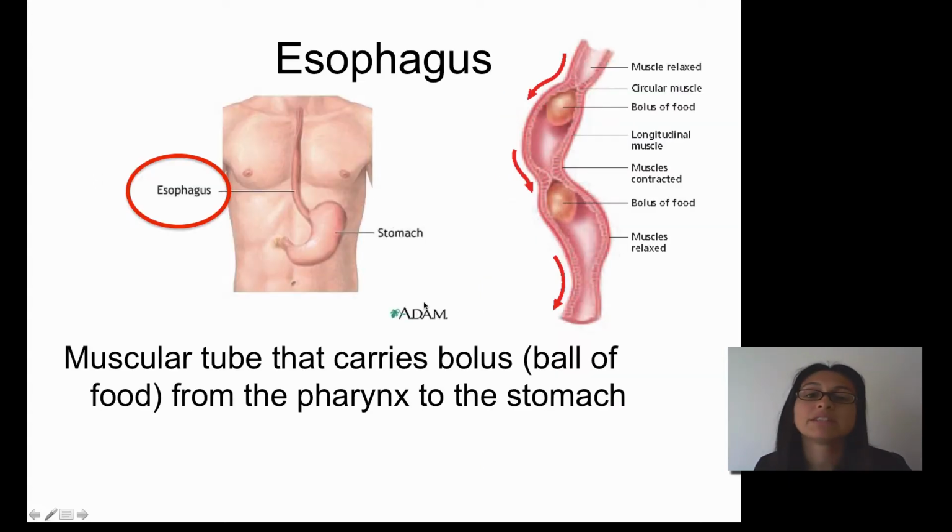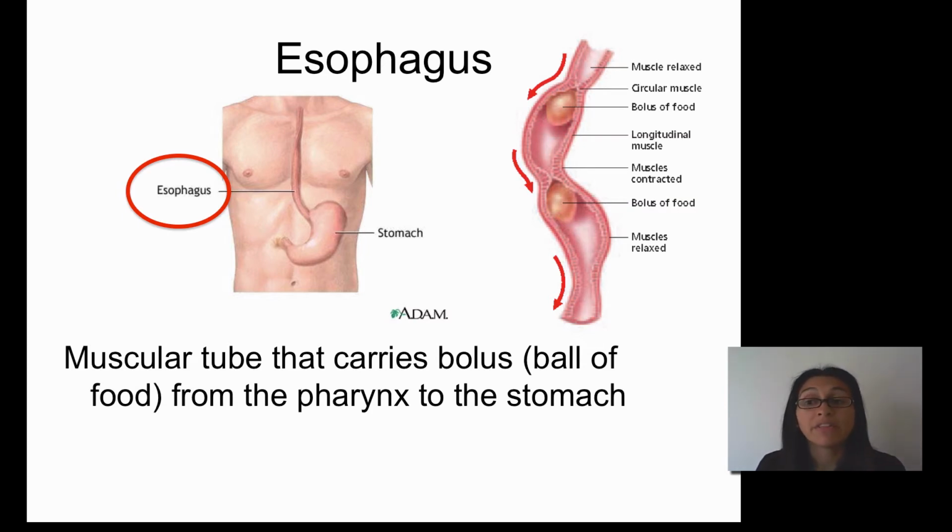The esophagus is a long muscular tube. It goes from the pharynx all the way down into the stomach. The esophagus basically squeezes food down into your stomach. Your food does not fall down into your stomach by the use of gravity. It is actually squeezed down. Picture a tube of toothpaste, and how if you start on one end, you squeeze, and then you squeeze, and that moves the toothpaste closer and closer to the other end. That's basically how your esophagus works.